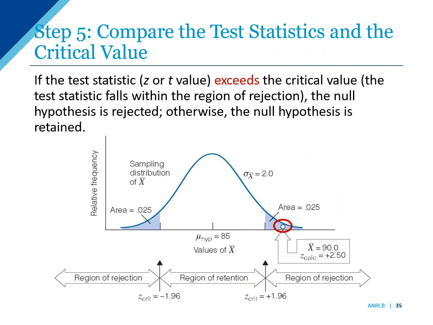Step 5 is to compare the test statistic and the critical value. If the test statistic, Z or T value, exceeds the critical value, the test statistic falls within the region of rejection and the null hypothesis is rejected. Otherwise, the null hypothesis is retained. In this example, we had, say, a population mean of 85, and the sample mean collected was 90. The z-score calculated was plus 2.50, and you can see that it falls into the upper region of rejection. So we would have evidence to reject the null hypothesis. The further the z-statistic is from 0, the stronger the evidence that the null hypothesis is false.